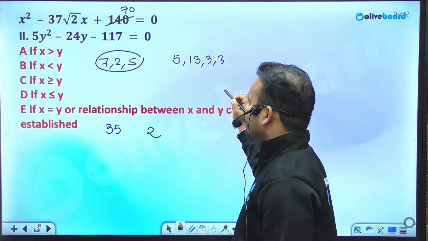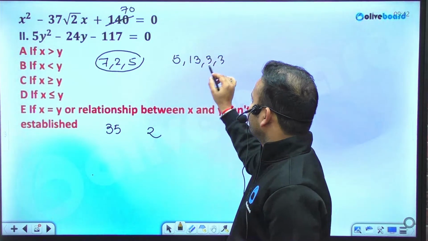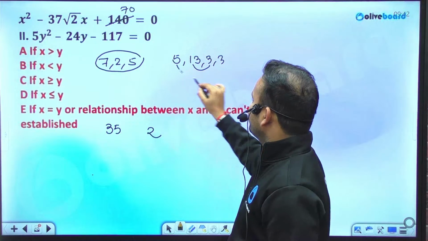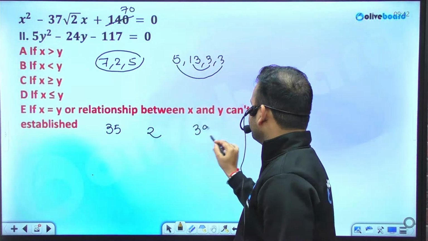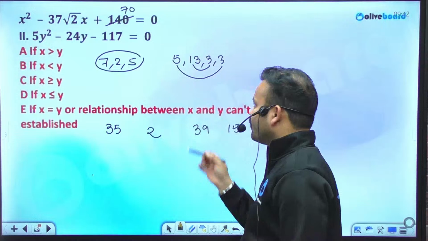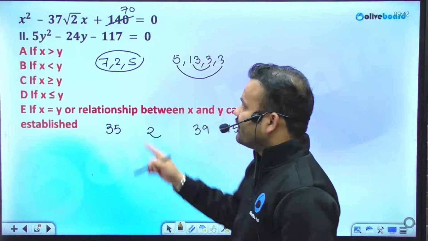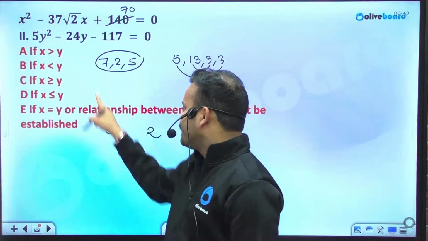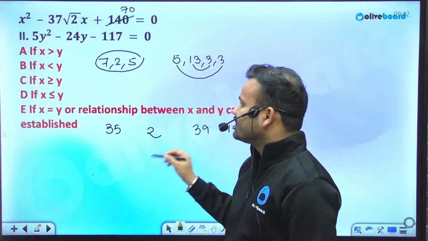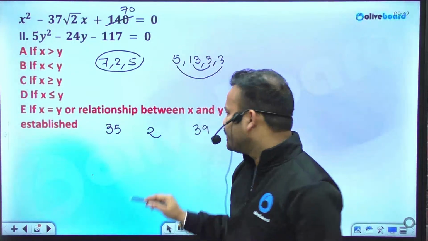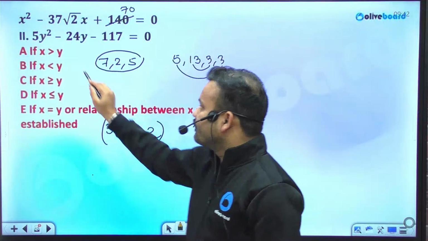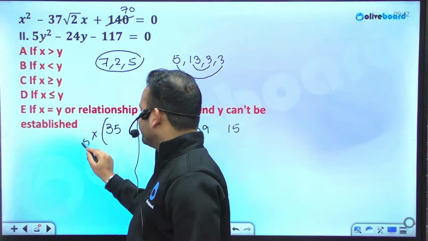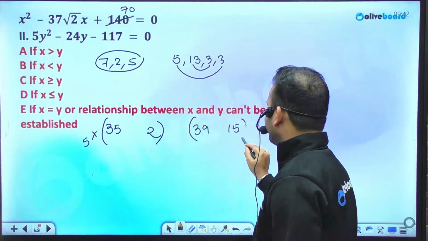So 24. So 13 into 3 is 39 and 5 into 3 is 15. So 39 and 15, 39 minus 15 will be what? 24. Now you have to divide this by the coefficient of x square by 1 and this by 5, or else you do one thing, make a cross multiplication method. The coefficient of y square was 5, so I'm multiplying this over here. Coefficient of x square is 1, I'm multiplying over here.